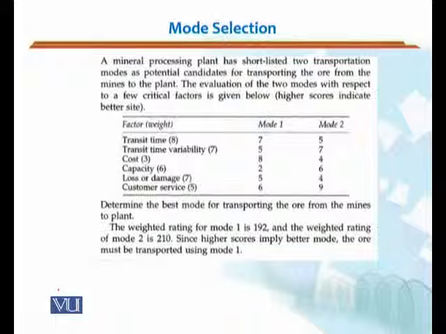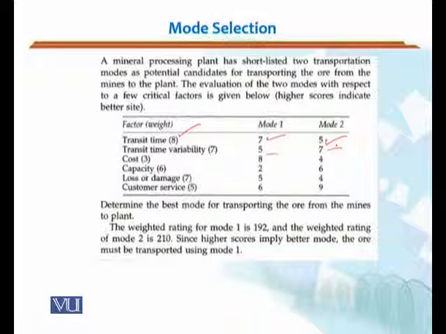Transit time is the most important factor, with a weight of 8. For mode 1, the score is 7, whereas for mode 2, the score is slightly lower at 5. Transit time variability has a weight of 7. Mode 1 has a score of 5 for it, whereas mode 2 has a score of 7, and so on.